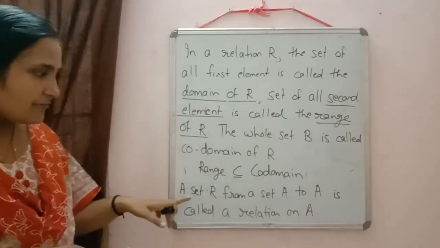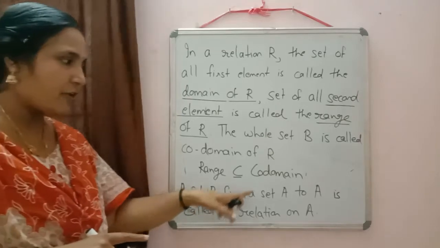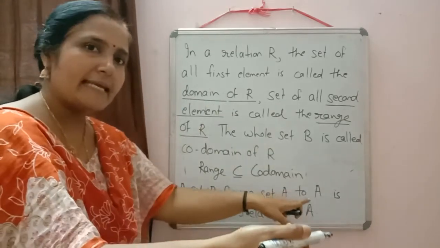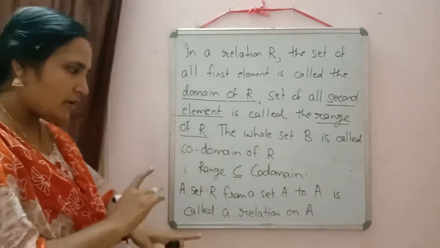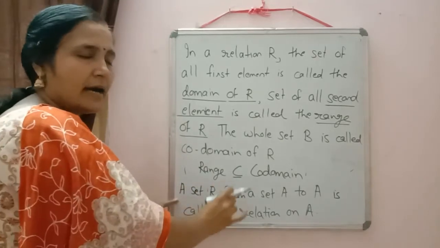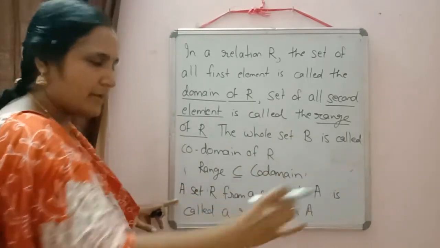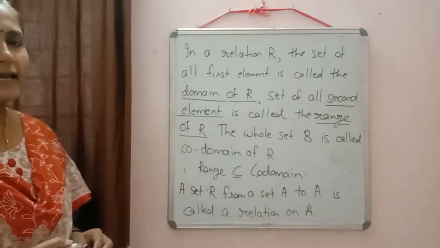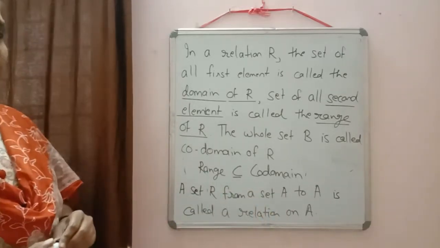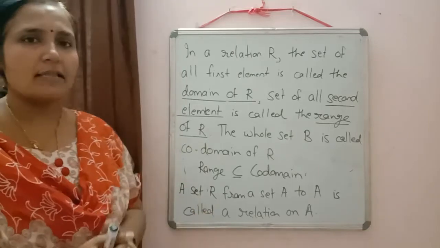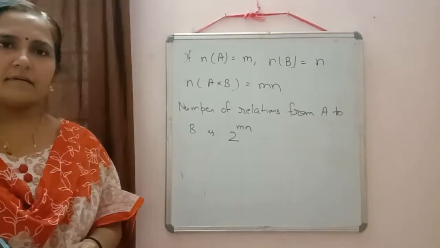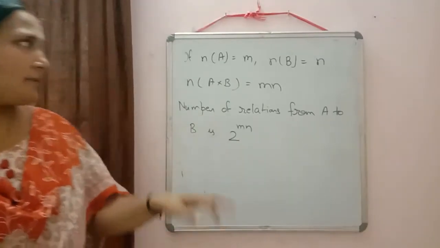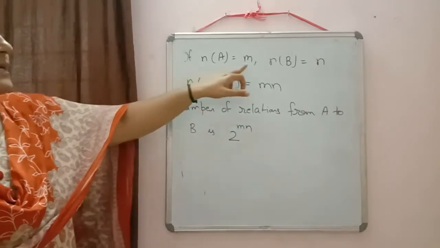And then if the relation R we are defining from the set A to set A itself, then instead of saying R is a relation from A to A, we can say R is a relation on A. Till here written. Now just write one more point and then we will discuss all the examples. Now write continuously. If n(A) is equal to m.